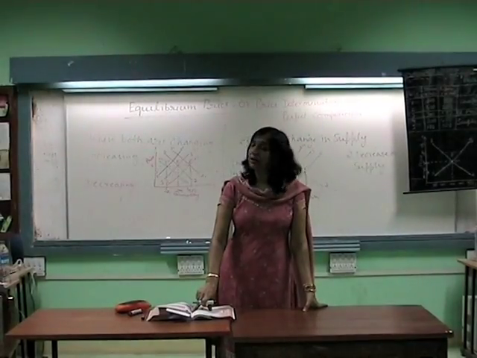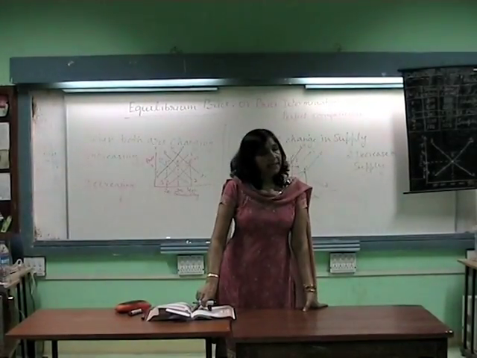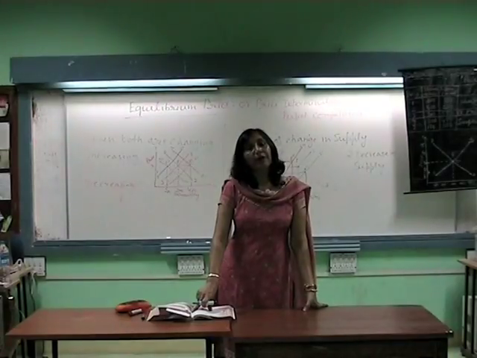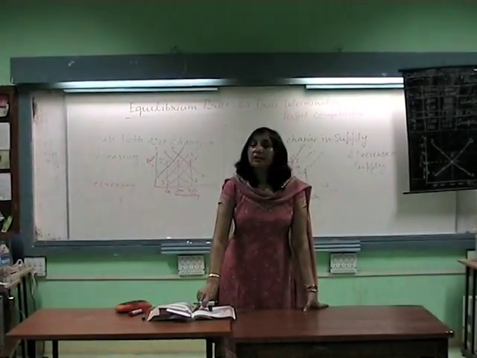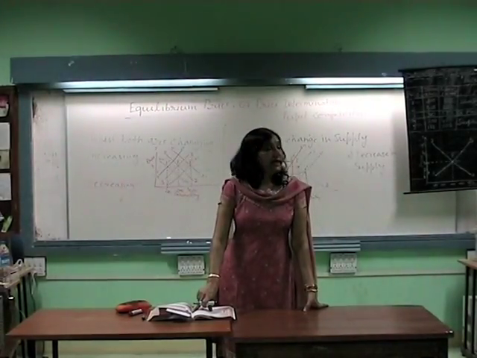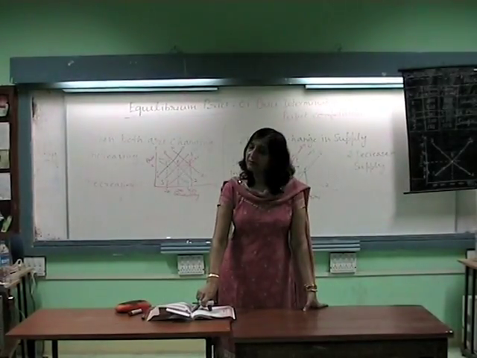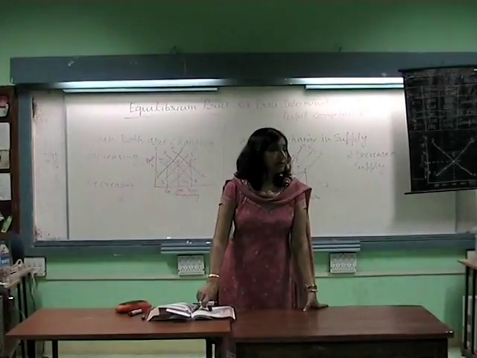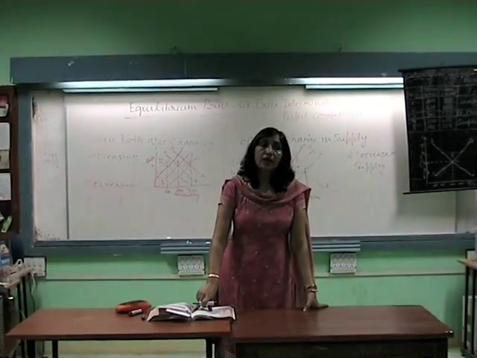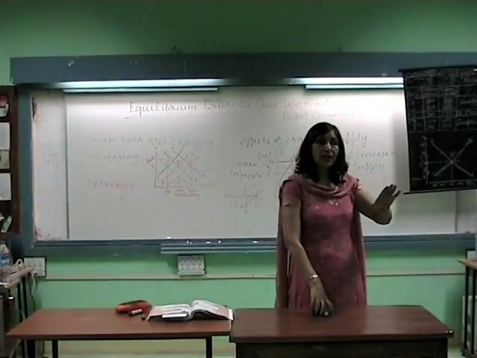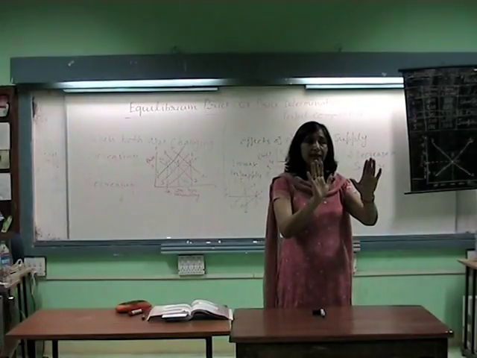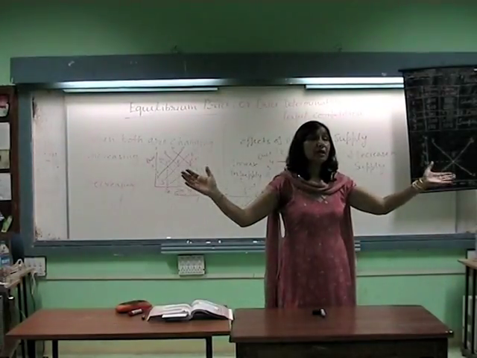View the situation. Demand has increased from 300 to 500. Supply has also increased. It has become from 300 to 400. What happens? Price will increase or decrease? Price will increase. Why? Because supply has increased only 100 units, while demand has increased how much? 200 units. So what happens?